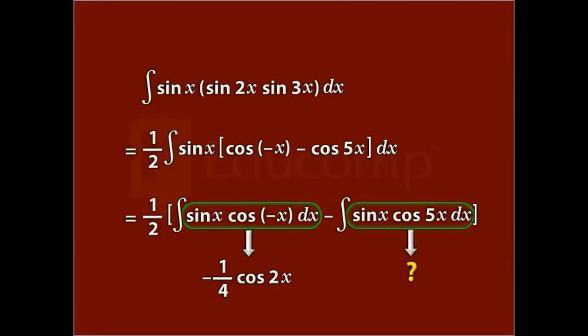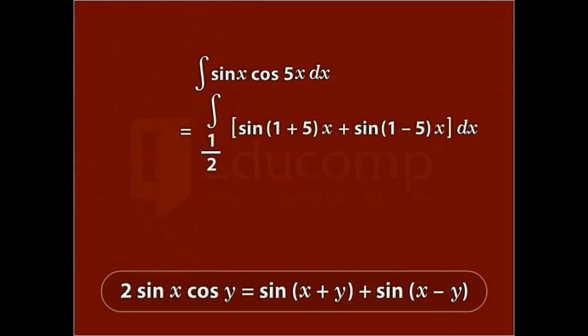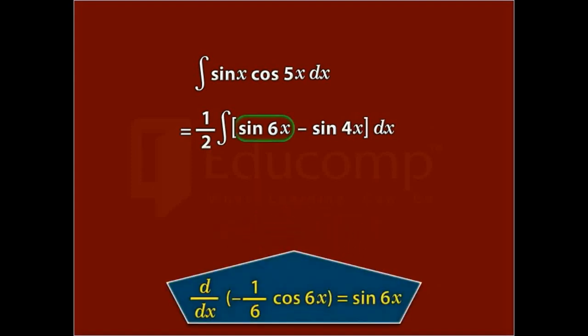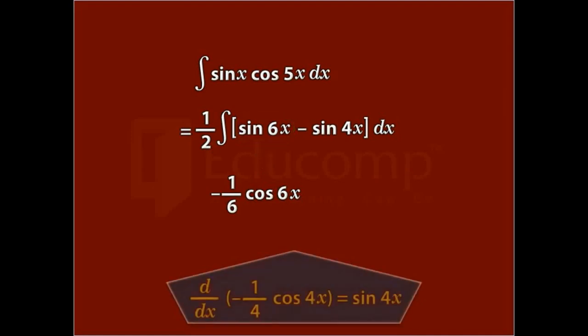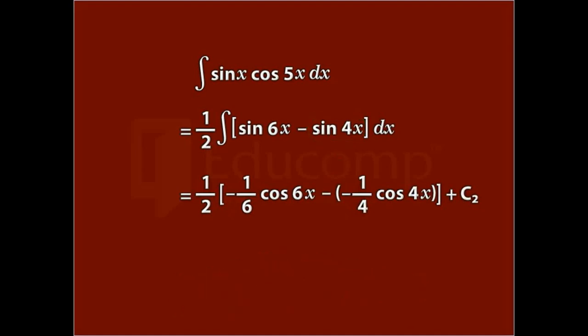Now let's find the integral of sine x into cosine of 5x. Use this identity to express the integral as half times the integral of sine of 6x plus sine of minus 4x. We know that the sine of minus 4x equals minus sine 4x. The integral of sine of 6x is minus 1 over 6 times cosine of 6x. Similarly, the integral of sine of 4x is minus 1 over 4 times cosine of 4x plus c2. Thus, the integral of sine x into cosine of 5x equals minus 1 upon 12 cosine of 6x plus 1 over 8 cosine of 4x plus c2.